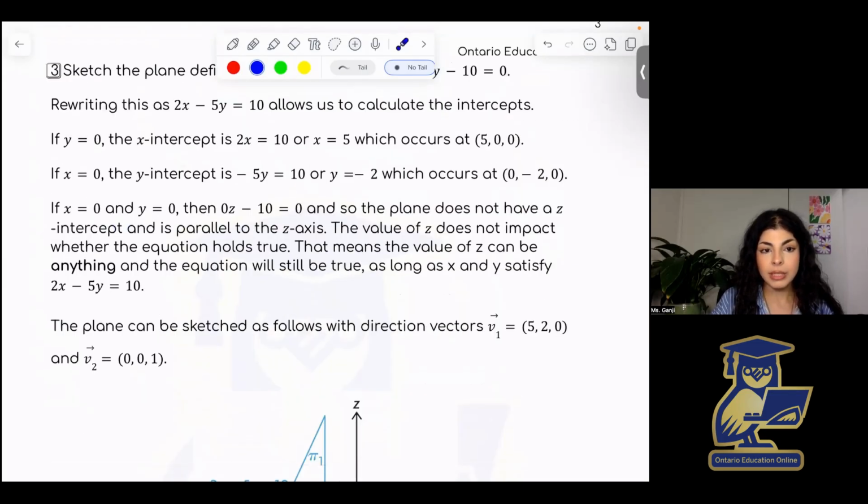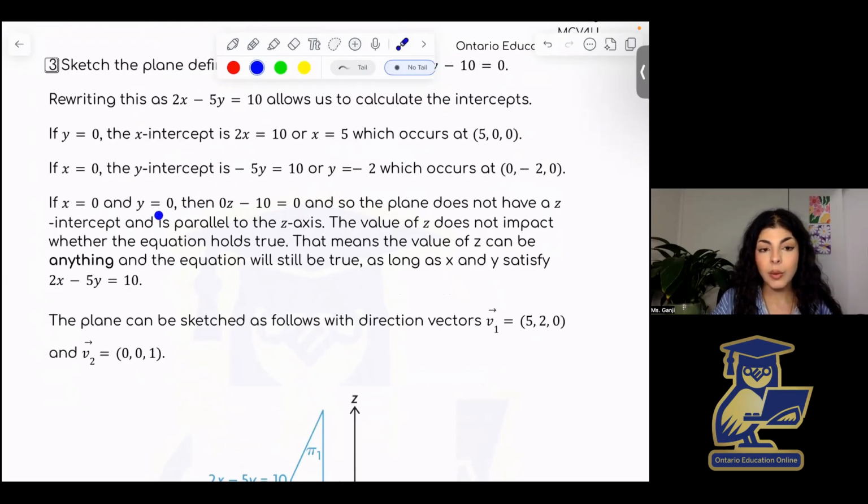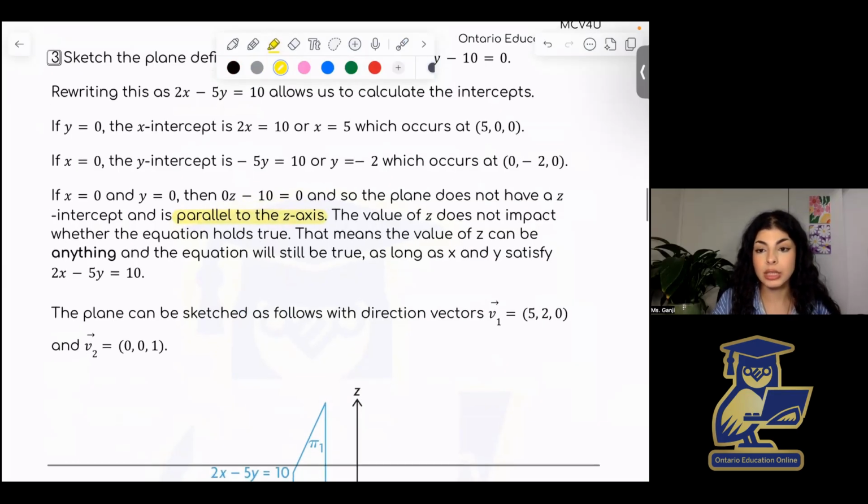I did mention this part, but because we know that the z-axis is no longer on our plane, when x is 0 and y is equal to 0, we get the equation 0z, which is technically the coefficient of z, we just don't write it, minus 10 is equal to 0. But this does not hold true for any value of z. So the plane is parallel to the z-axis, which means it doesn't intersect the z-axis, but they are parallel.